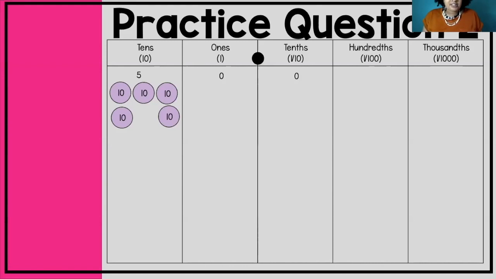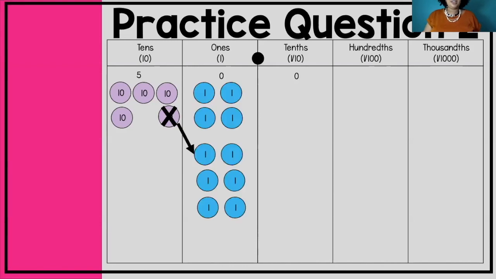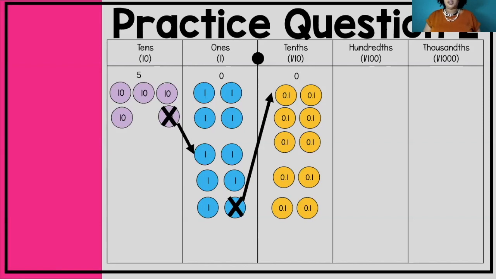But look at my ones place. I don't have anything. I'm going to go over to my tens place to see if I have a 10 that I can rename as 10 ones. And look, I do. So I'm going to take that 10, and rename it as 10 ones. So let's see. 1, 2, 3, 4, 5, 6, 7, 8, 9, 10. Now, I'm going to take one of those ones and rename it as 10 tenths. So now I have enough that I can subtract 5 in the tenths place.